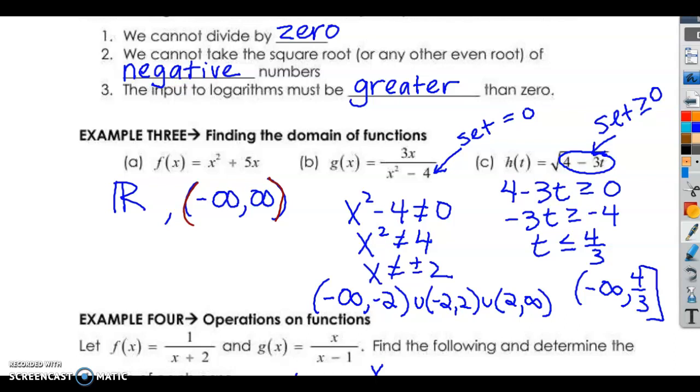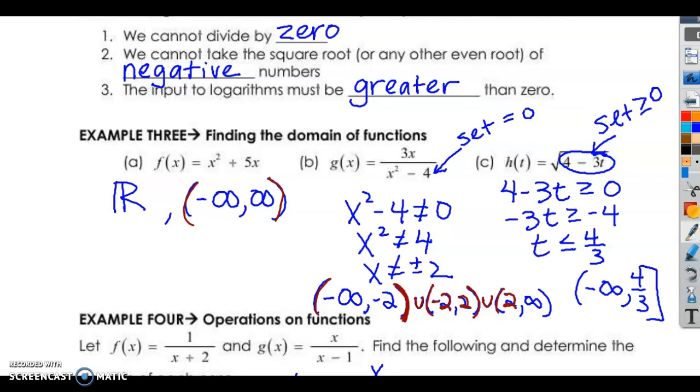So we write that, in interval notation, as negative infinity to negative 2 and not including negative 2. So we're putting a parentheses. And we'll talk about interval notation a little bit in class. In union with negative 2 to positive 2, but again, not including that 2. So we put a soft bracket or parentheses around that. In union with 2 to infinity. So again, we're not including that 2, so we put a parentheses next to it.